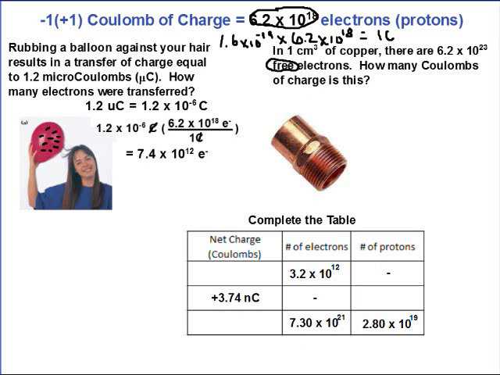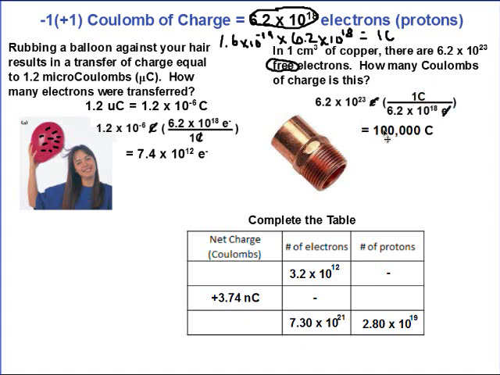So let's take a look at how we would do that conversion. 6.2 times 10 to the 23rd electrons, and in 1 coulomb I have 6.2 times 10 to the 18th electrons. So I'm just going to multiply these two quantities together. And you notice the electrons reduce and I get coulombs left over.